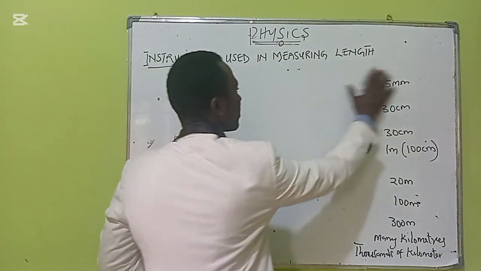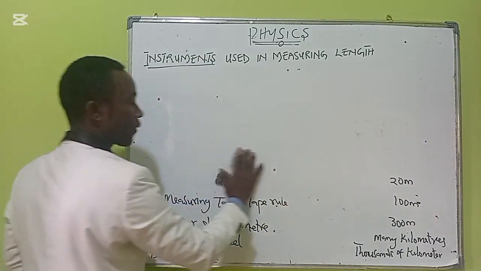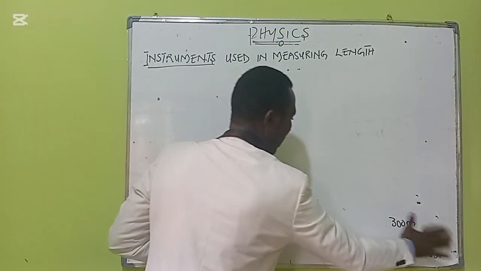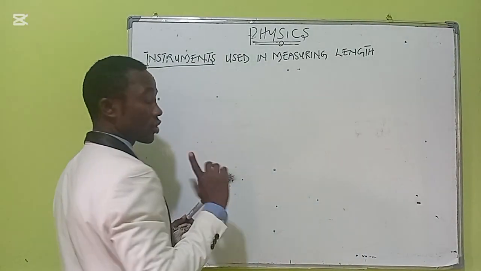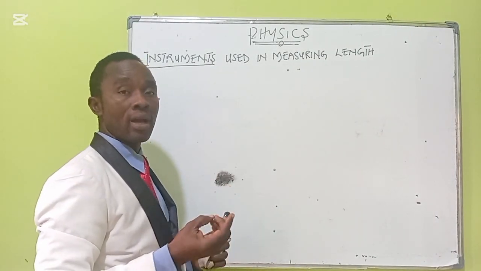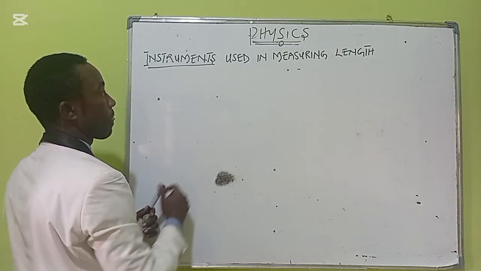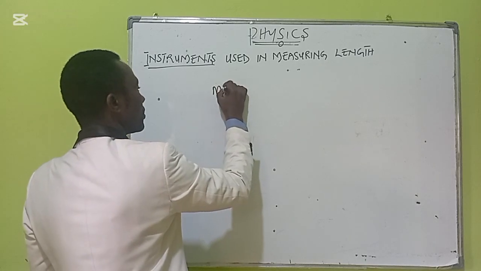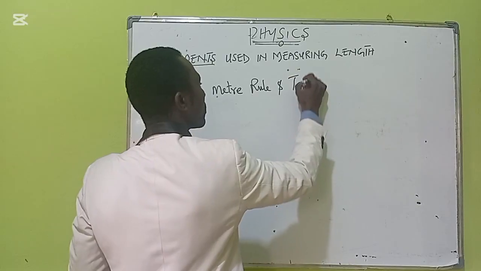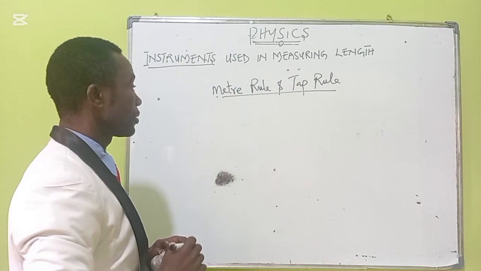Now, we can take the important ones, especially for those of you in senior secondary school. The ones you must know are the micrometer screw gauge, vernier calipers, the meter rule, and the tape rule. I will start with the meter rule and the tape rule, that is, the measuring tape.